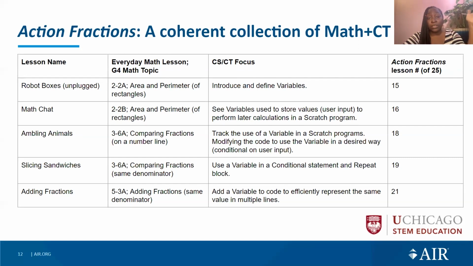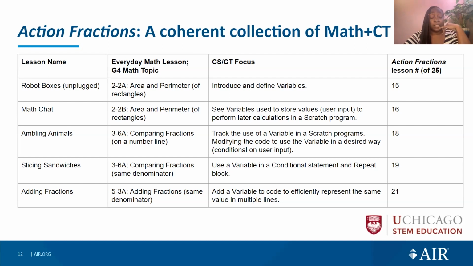So there are about 13 lessons in 3rd grade and 12 lessons in 4th grade. And so you can see when we decided to tackle variables was later in the sequence, because we also did some work with those other trajectories that you saw. So we dealt with sequence and repetition and conditionals and so on.